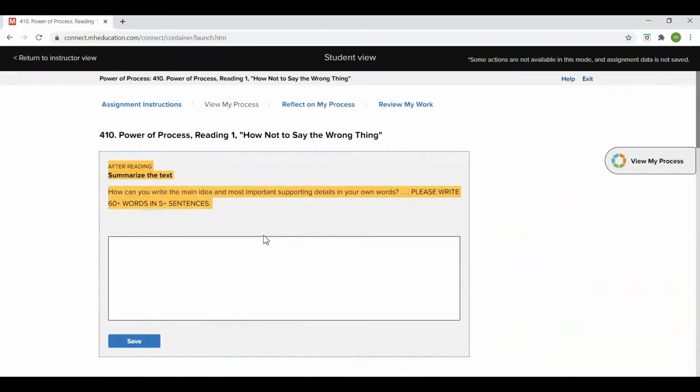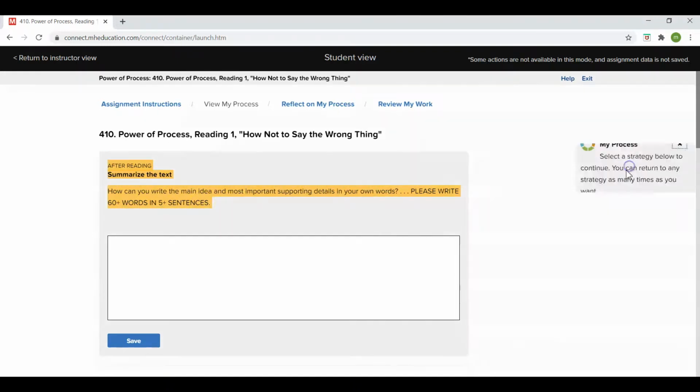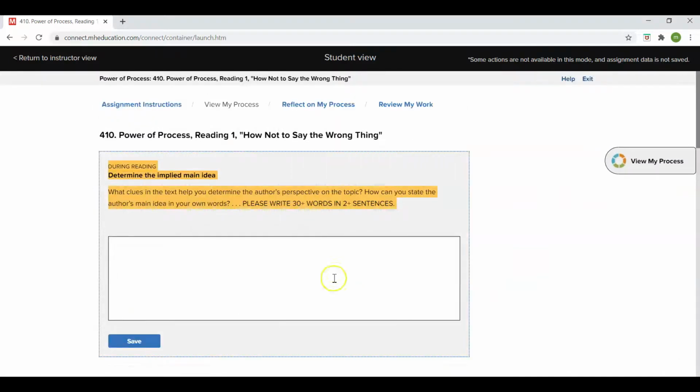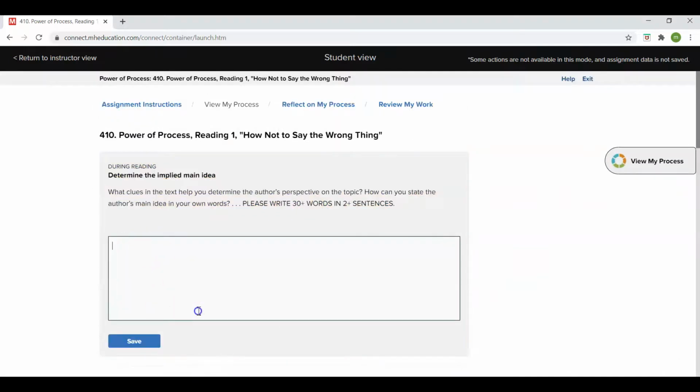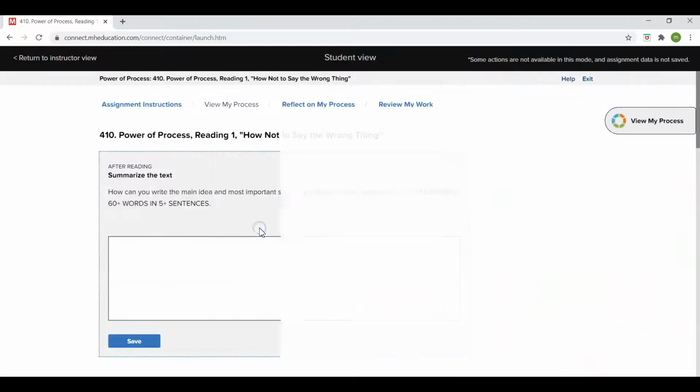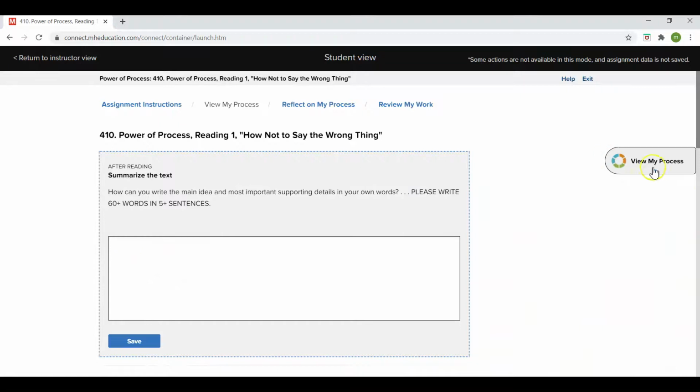Summarize the text. The cool thing about this is, how can you write the main idea and most important details in your own words? Please write 60 or more words in 5 sentences. Here's the beauty of this one. You don't have to reinvent the wheel, because you will already have a main idea. You can grab it, copy it, go into the summary one, and paste it right there.